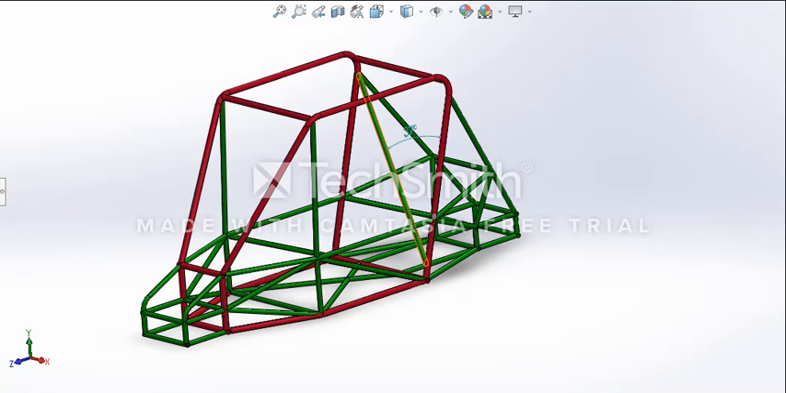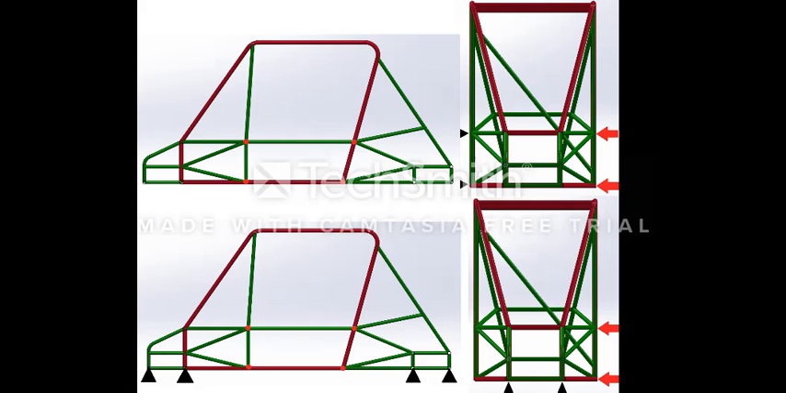First, we ran a static analysis with the chassis treated as beam elements. A side impact at varying speeds was simulated. The chassis was either fixed on the opposite side of the impact or at the wheels. The individual forces range from 6,500 to 26,000 pounds at each joint, depending on the speed.